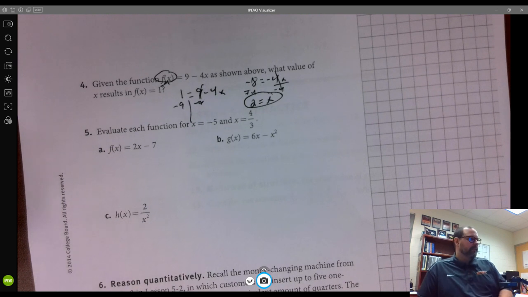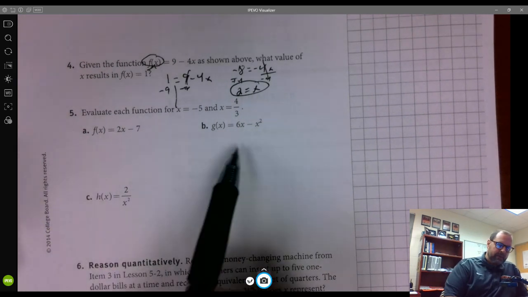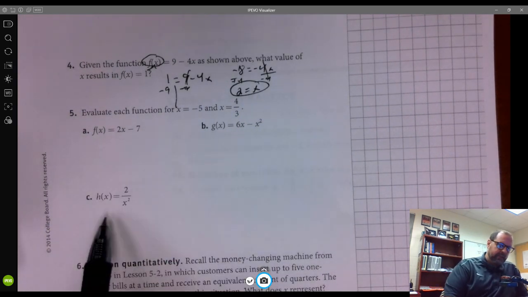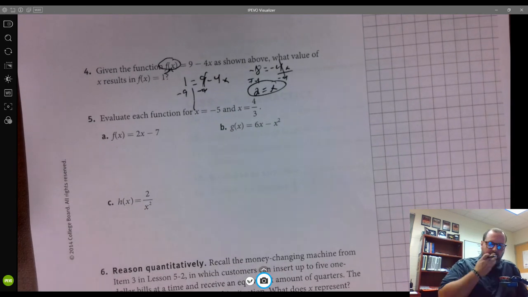Now, for number 5, you could do some of those on your own if you want, but it's just saying for each different one, so they're showing it's different. There's an f of x, a g of x, and an h of x. Plug in those two numbers. So you'd plug and chug and do work with those.